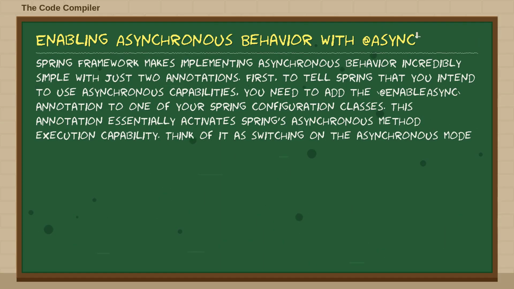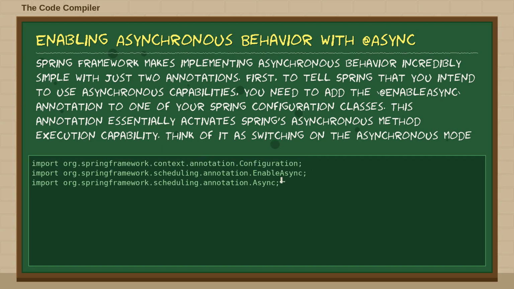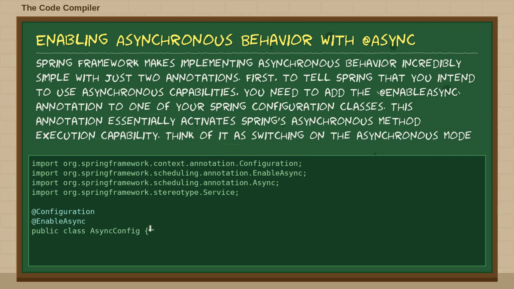Once enabled, you can then mark any method that you want to run asynchronously with the @Async annotation. When a method annotated with @Async is invoked, Spring will intercept that invocation and execute the method in a separate thread, typically from a thread pool managed by Spring. The calling thread will not wait for this method to complete, it will simply continue its execution. Remember, the method must be public and invoked from another component for proxying to work correctly.